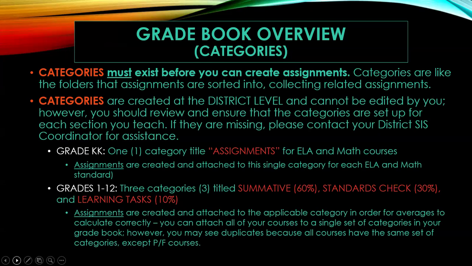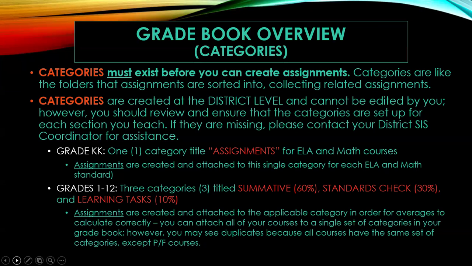For kindergarten, you will create one category titled Assignments for both ELA and math courses. Assignments are created and attached to this single category for each ELA and math standard. For grades 1 through 12, three categories exist. The first being summative, which is weighted at 60% of the total grade, standards check 30%, and learning tasks 10%. Assignments are created and attached to each applicable category in order for the averages to calculate correctly.